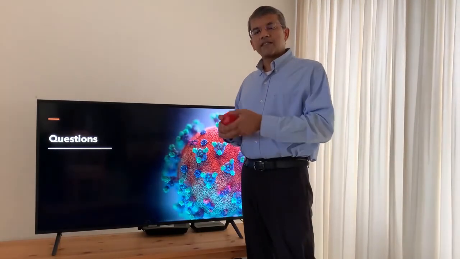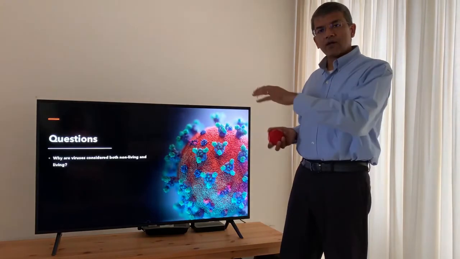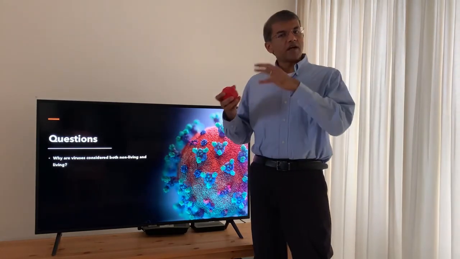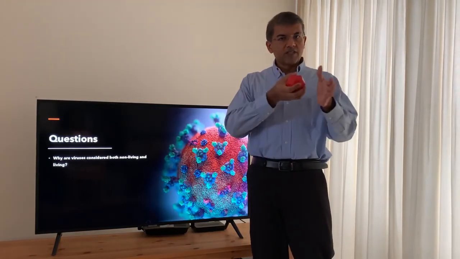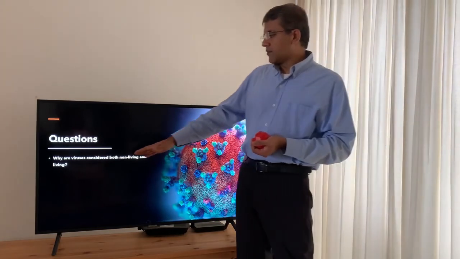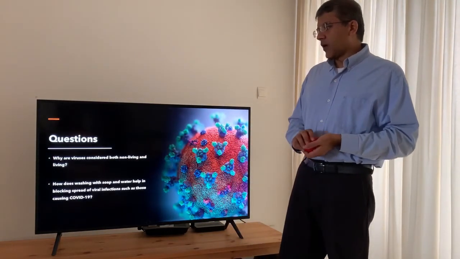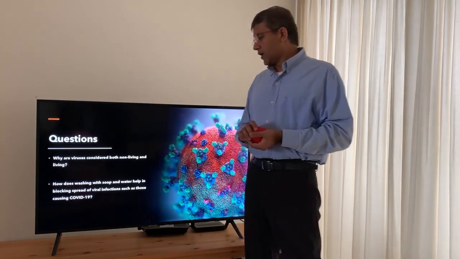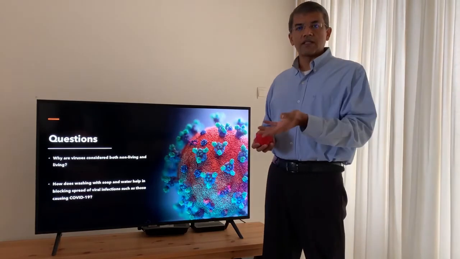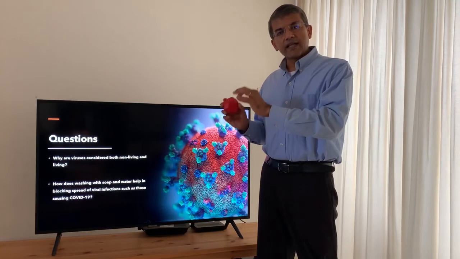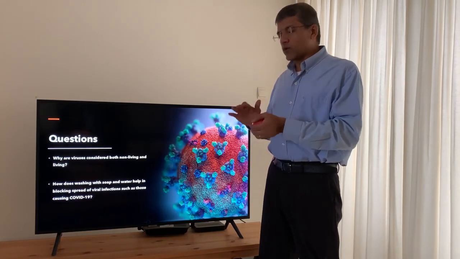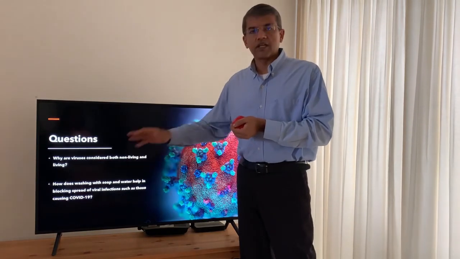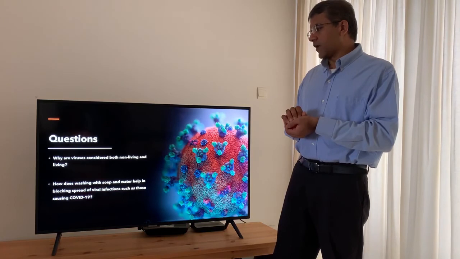So before I sign off, I want to ask you a couple of questions based on the slides I showed you. The first question is, why are viruses considered to be both living and non-living, at the edge between the two? Why is it that they are considered both living as well as non-living? And the second question is, based on what you just learned, how does washing with soap and water help in blocking the spread of infections such as those causing COVID-19, the SARS-CoV-2? A hint in that respect is to think about what I told you about the membrane and the effect of soap there. So that's a clue as to why washing is particularly critical in preventing the spread of COVID-19.